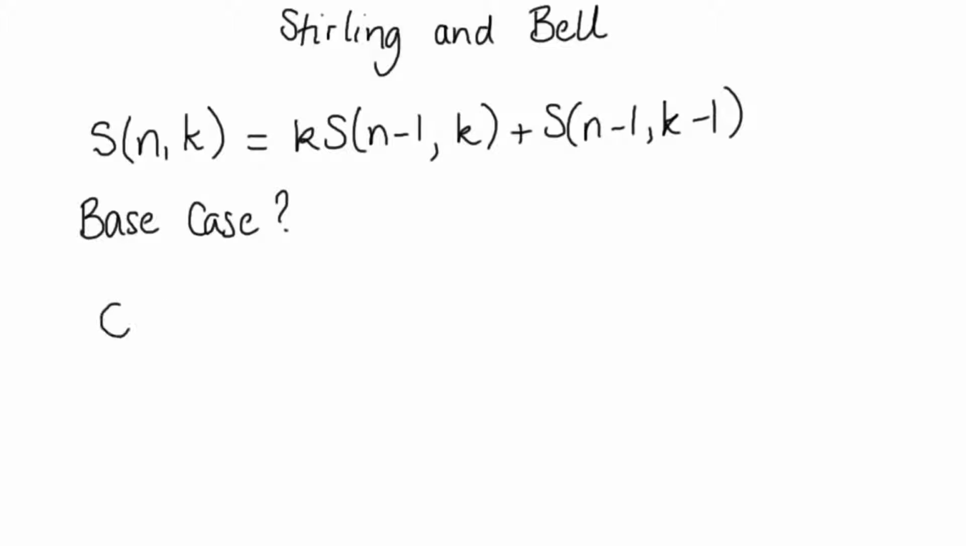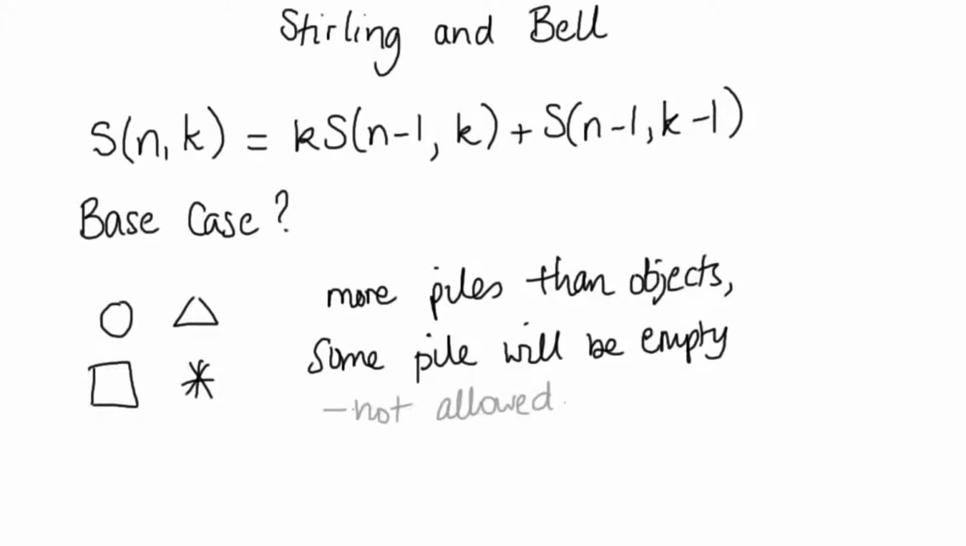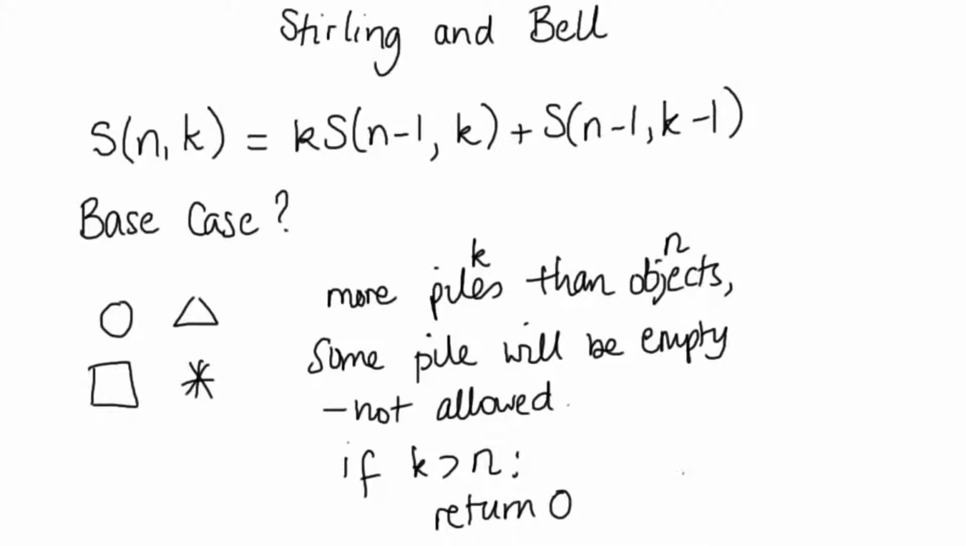Well, if we have some objects and we want to split them up, if we have more piles that we're going to split them in, some pile will be empty, and that's not allowed. So that means that if we have more piles, now piles is the k and objects is the n, if we have more piles than objects, we want to return 0. We can't do it. So that's one case.